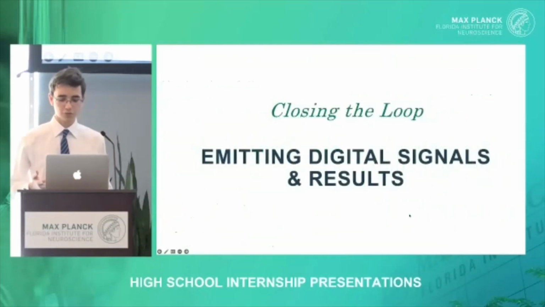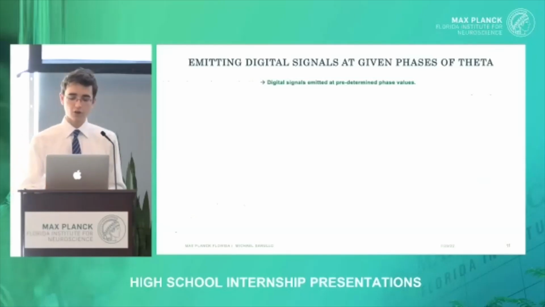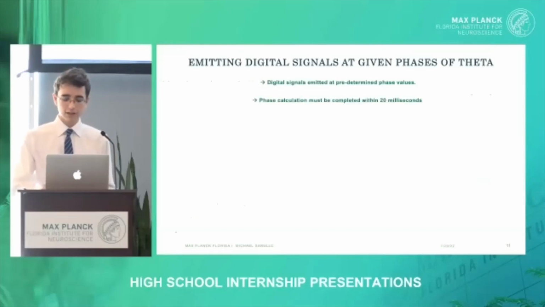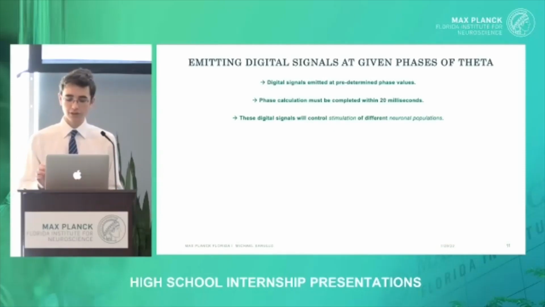So now, how do we close the loop? How can we actually target specific phases that we've extracted? First, a scientist will predetermine what phase value they're interested in, which my program will then begin to target. Once the phase is targeted, a signal will be emitted from my TNC 4.0 to begin optogenetic stimulation. Again, since phase changes so rapidly, it's really necessary to calculate phase within about 20 milliseconds, which is about a fraction of a blink of an eye, just for context. So we can ensure stimulation occurs at the right phase, therefore targeting the right neuronal populations.